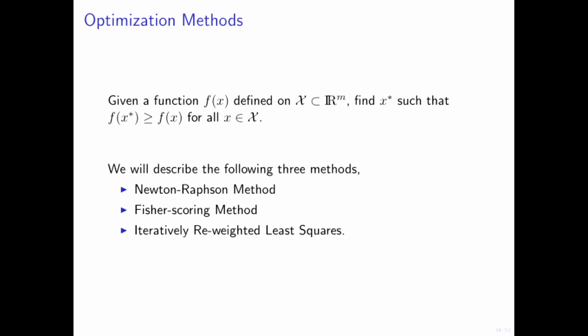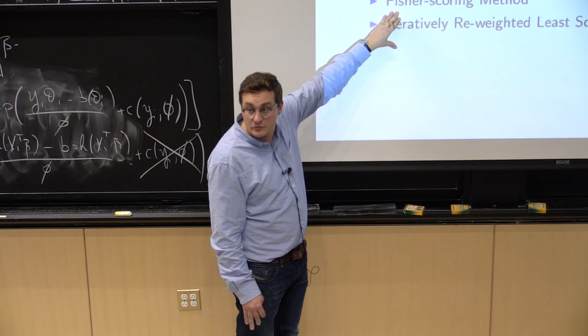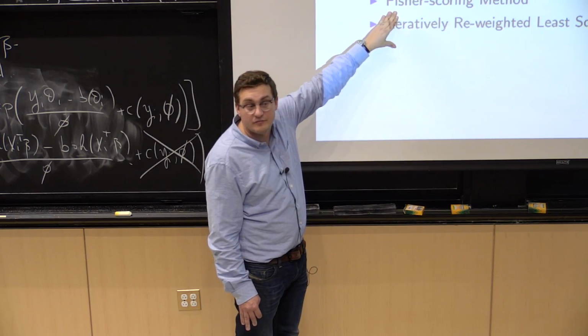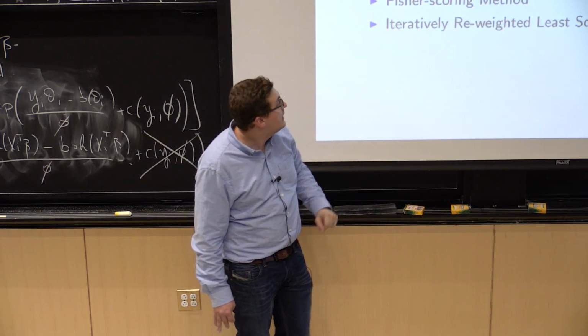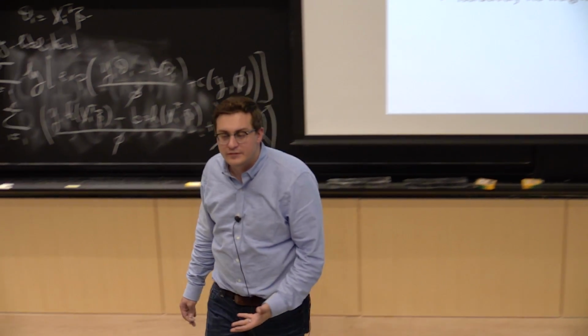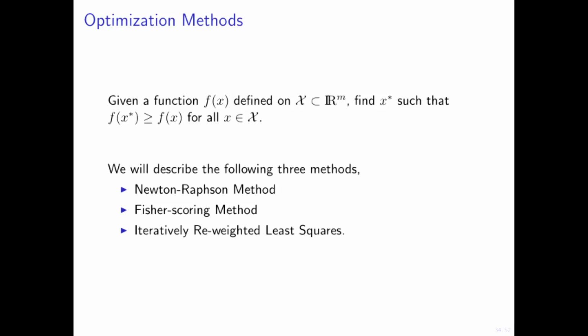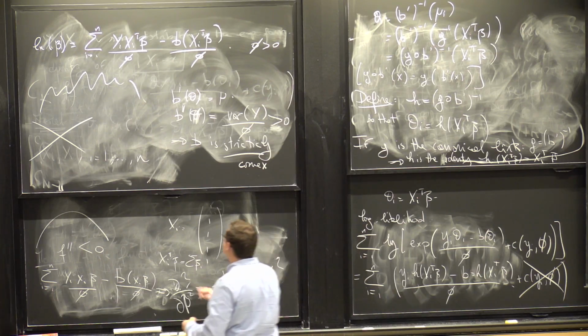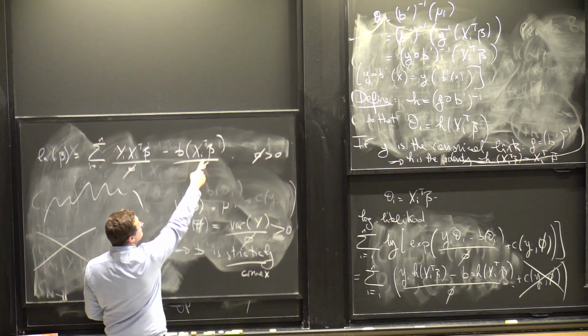And the word Fisher here is actually exactly coming from Fisher information. So the Hessian is going to involve the Fisher information. And finally, we will talk about iteratively reweighted least squares. And that's not for any function. It's really when we're trying to use the fact that there is this linear dependence on the xi's.